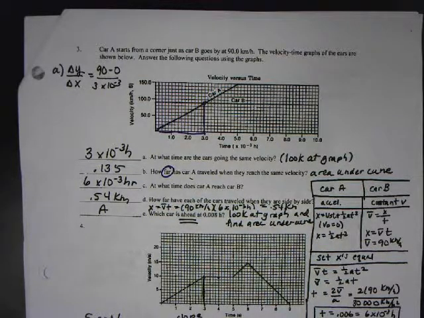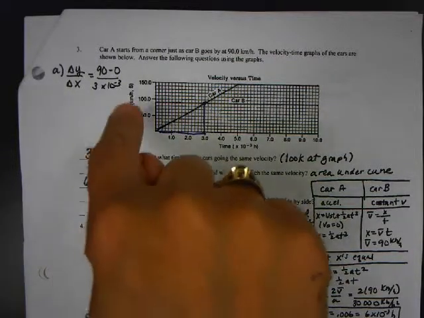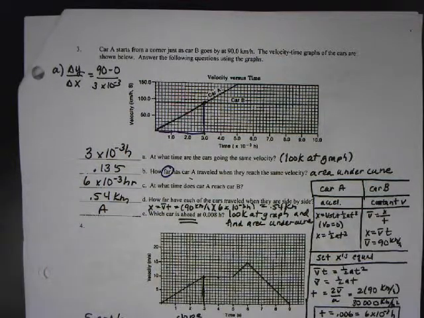Okay, some people had some questions about this question on the velocity versus time graph worksheet, so we're going to do it together. Now remember, the first thing you're going to do with every single graph is look at what type of graph it is. So this is a velocity versus time graph. The first question says, at what time are the cars going the same velocity?